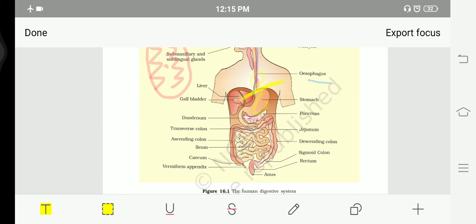Enterokinase enzyme converts the trypsinogen, an inactive form, into the active form called trypsin. Then the trypsin is able to convert all types of inactive enzyme into active enzyme.